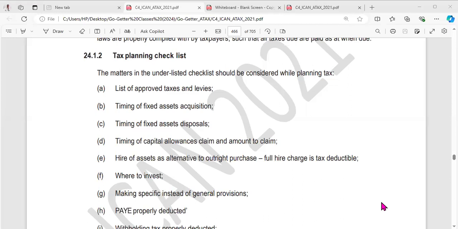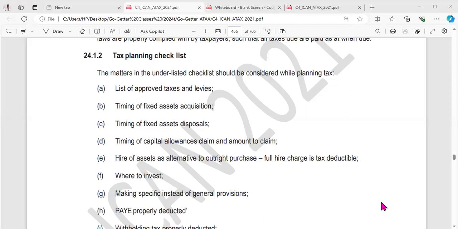Timing of fixed asset acquisition is important, such that one, you increase your capital allowances, or you also do your rollover relief if you want to. So we are going to consider that.